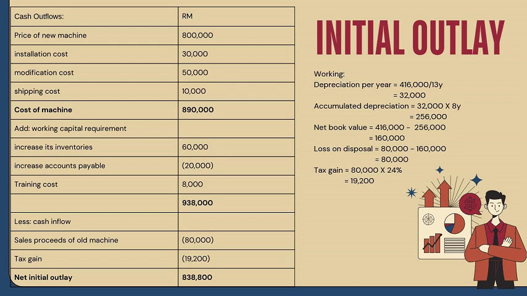938,000. From this, we subtract the cash inflow, which consists of sales proceeds from the old machine and the tax effect on its disposal. The tax gain or loss is calculated by subtracting the net book value from the selling price and multiplying the result by the tax rate. In this case, the tax gain is RM19,200. The final net initial outlay amount is RM838,800.